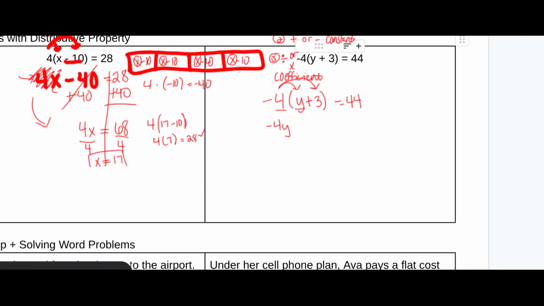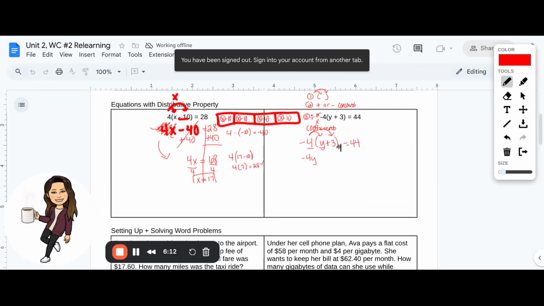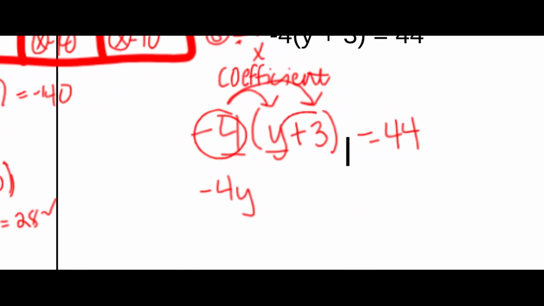-4 times y, we're getting really good at that. Then I want you to do -4 times positive 3, and that would give you a -12, and that's going to equal the 44. You're going to draw your line, same steps. You're going to add or subtract, and the opposite of -12 is +12.